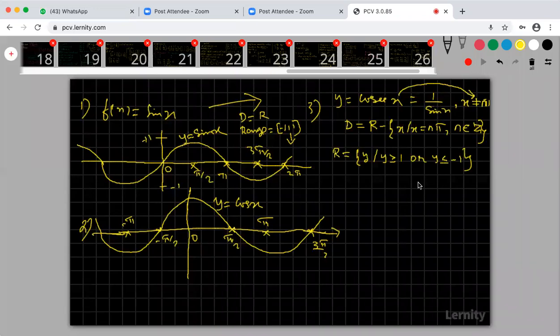Are you okay? Please try to understand: y is greater than or equal to 1, or y is less than or equal to -1. Both are true. Sir, 1 is there. We can't include that 1?